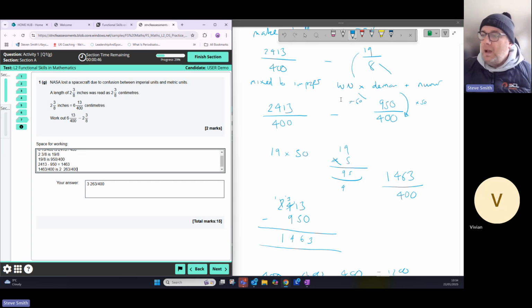Okay, and I'm not even going to attempt to shrink that fraction. I don't think it divides by 2 because that's obviously an odd number. Does it divide by 3? Well, that one might do, but 400 doesn't. So yeah, I'm looking at 5s, definitely not. 7s, no. 8s, no. So there's no point even wasting time thinking about that. Right, so we're going to run out of time.